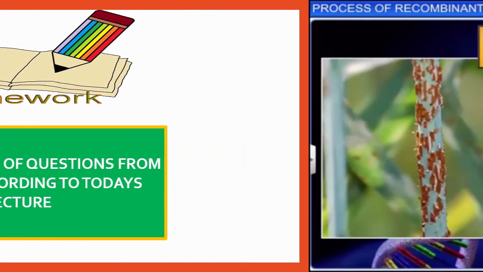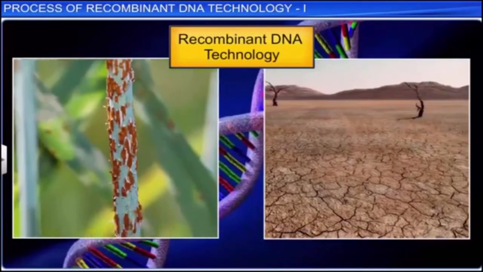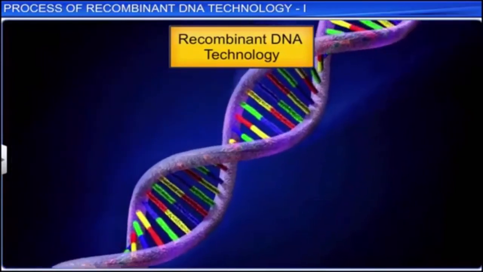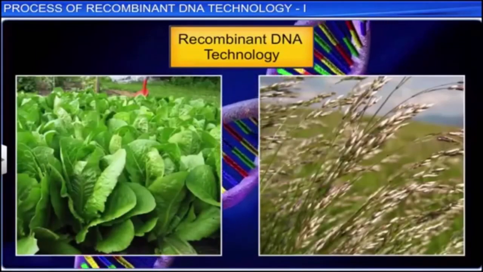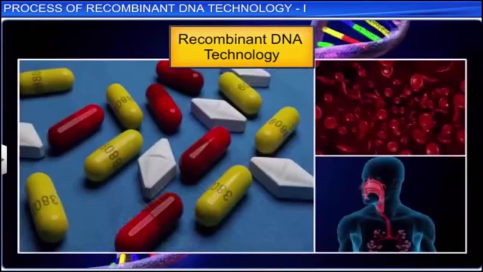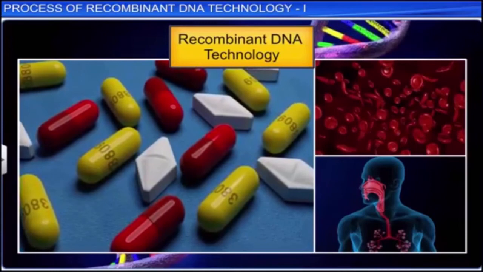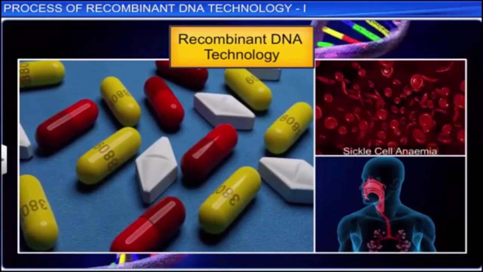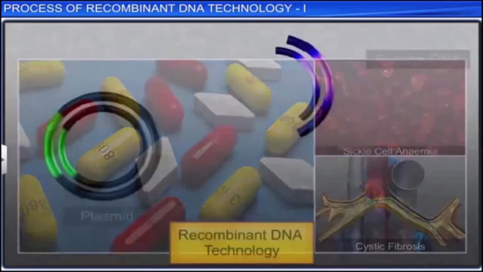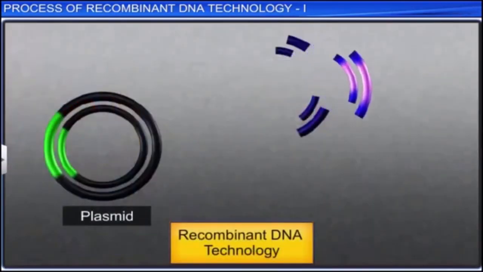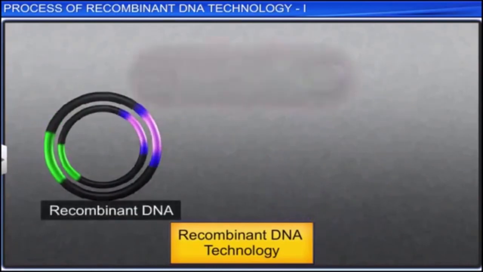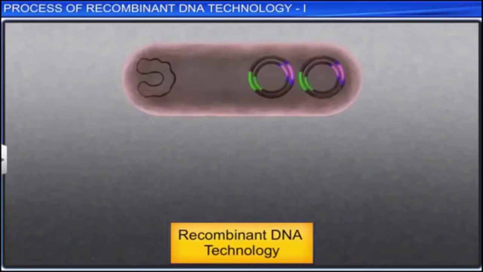Such as drought, diseased crops and poor yield. This technology has a vital role to play in developing better crops. Recombinant DNA technology has also helped produce medicines to prevent and cure diseases such as sickle cell anemia and cystic fibrosis. Recombinant DNA technology is a sophisticated process involving many steps.